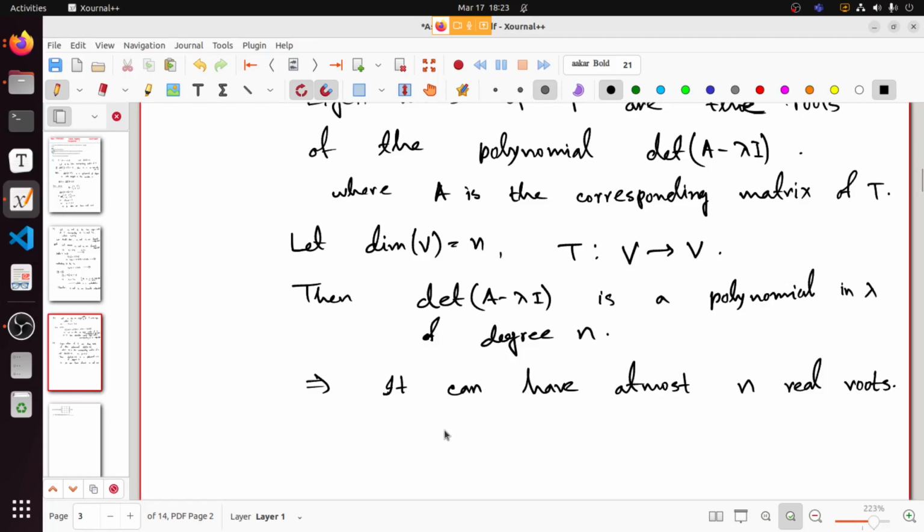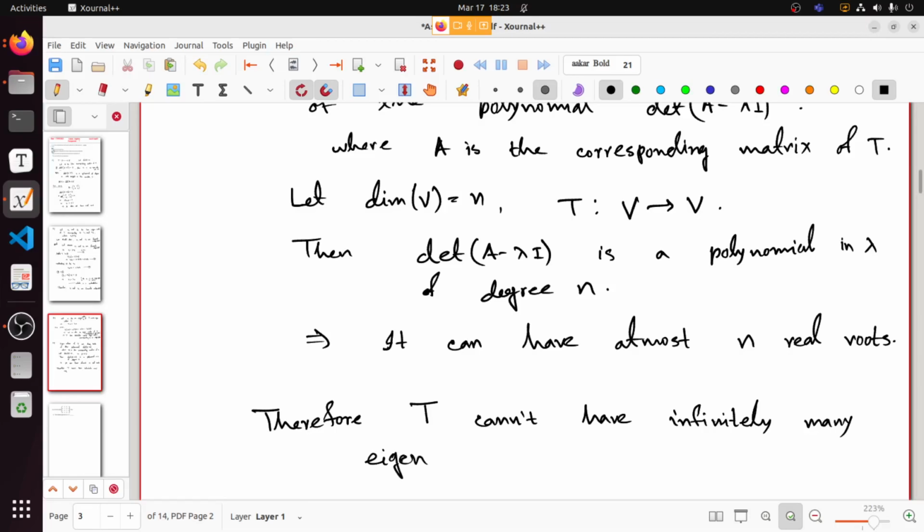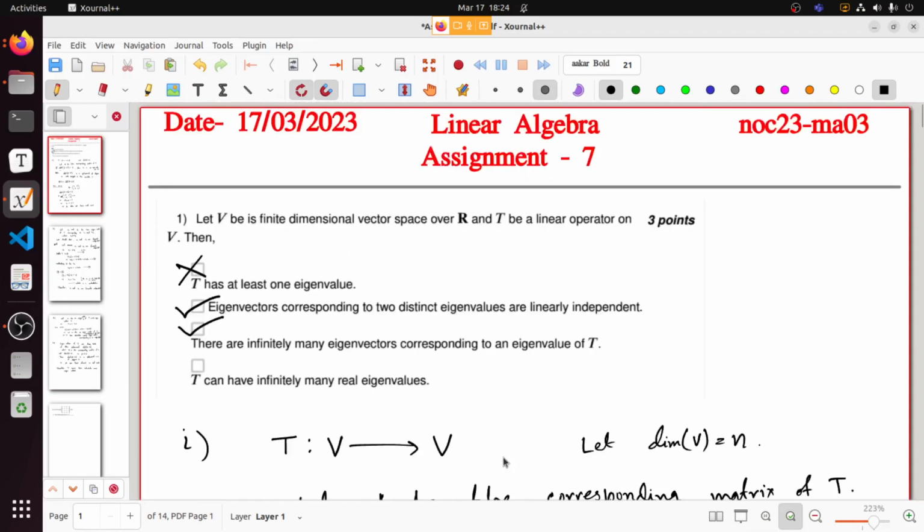Which implies that T cannot have infinitely many eigenvalues. So option number 4 is false. T cannot have infinitely many real eigenvalues. So question number 1 is done. Let's move to question number 2.